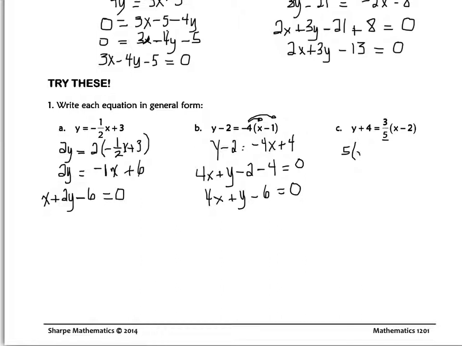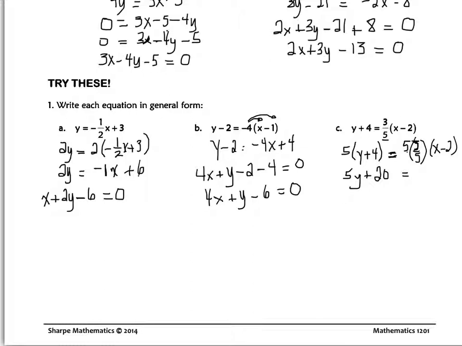Last one there, we're going to get rid of that 5, so I'm going to multiply this side by 5, and I'm going to multiply the right hand side by 5. So that's going to be 5 outside of 3 over 5 times x minus 2. So then that is going to be distributed to give you 5y plus 20. Multiply the 5 by the y and the 4. And this one you only need to multiply 5 by what's in front of the brackets, x minus 2.